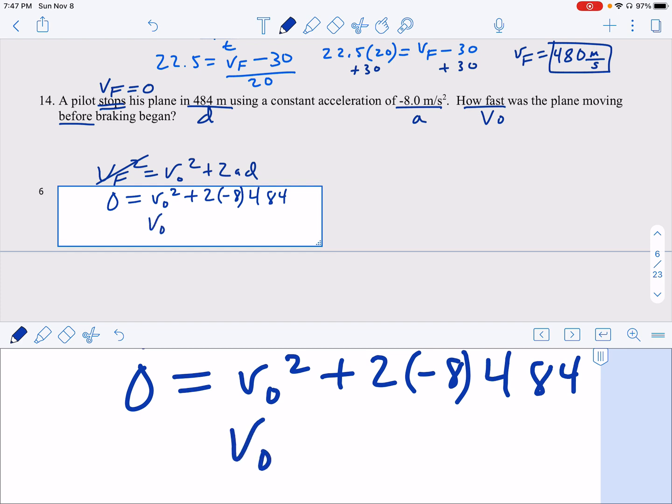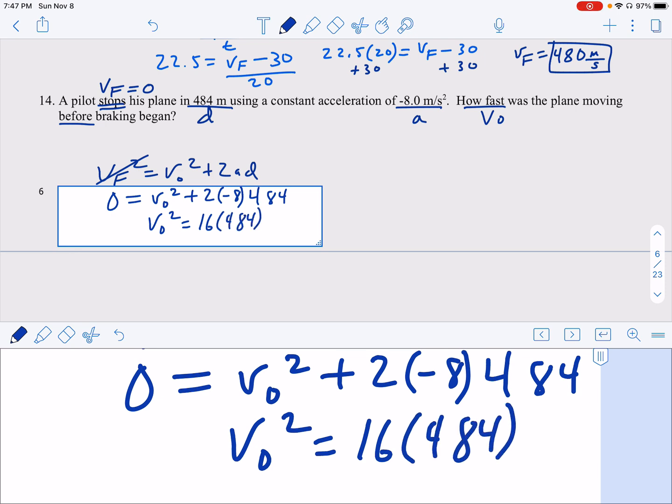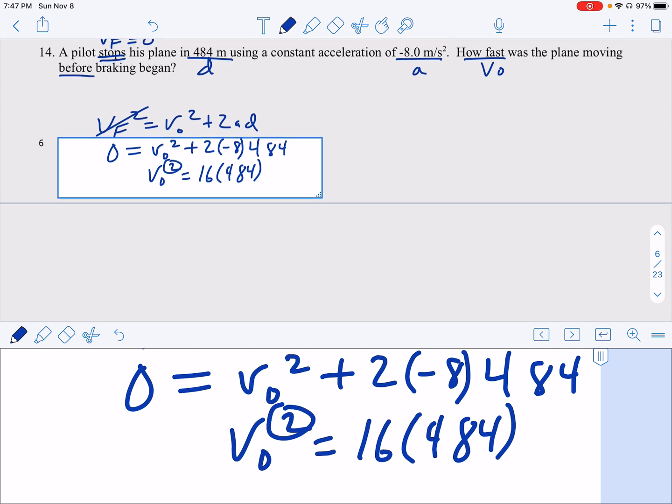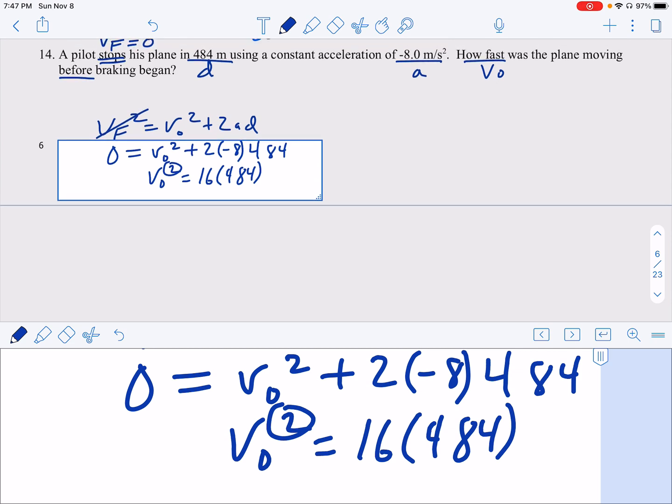So VO squared equals 16 times 484. Okay, what I did was I got 2 times -8 times 484. I added that to both sides of the equation. Okay? So then don't forget about square rooting it. Okay? Because we got VO squared.